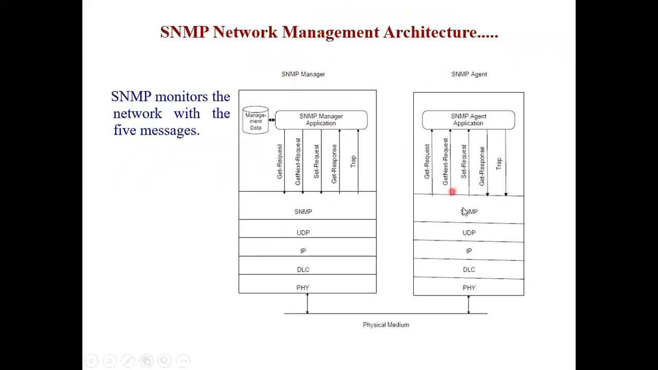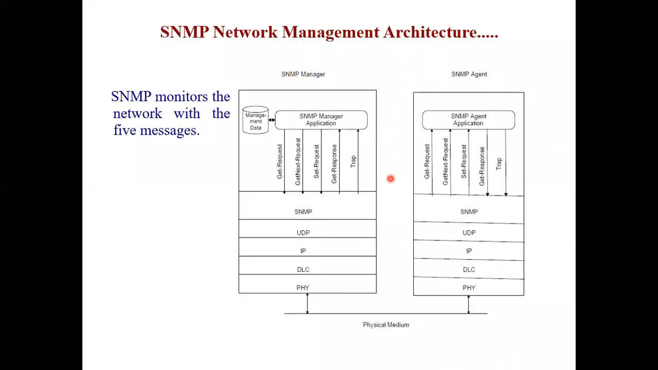Again, I'm just showing you the same diagram, the architecture of SNMP version 1. Here we have these 4 messages and 1 trap message, which is generated only by the SNMP agent. So what is a trap message? A trap message means an alarm. In OSI, we were using the word notification. So an alarm means something has happened and I'm telling the manager.